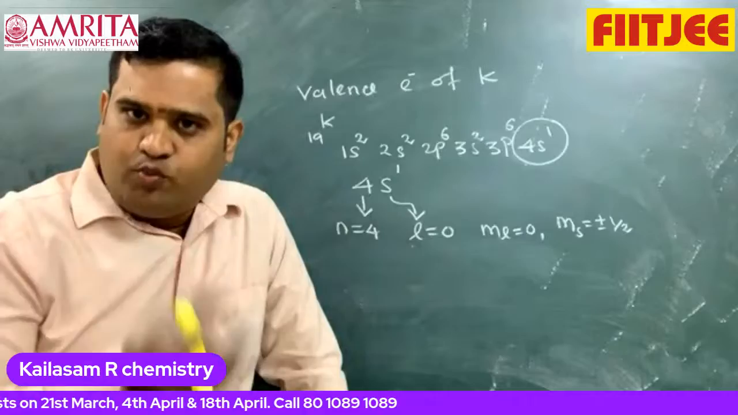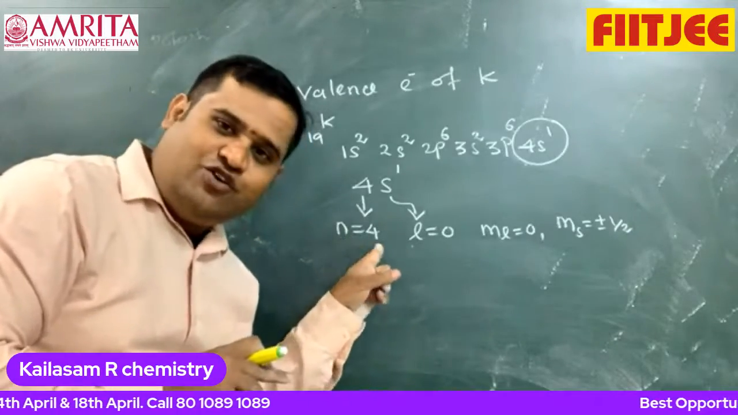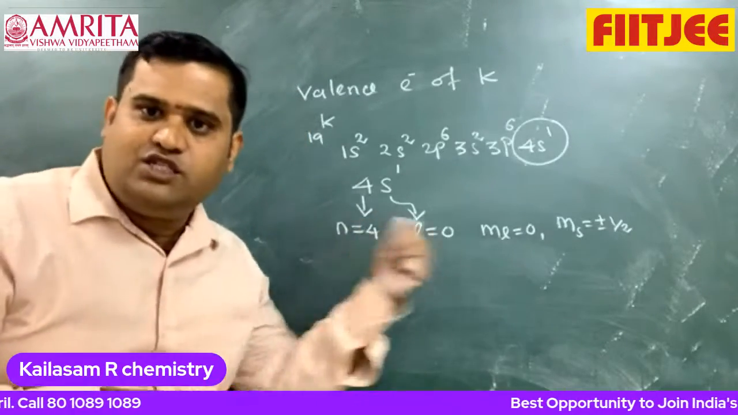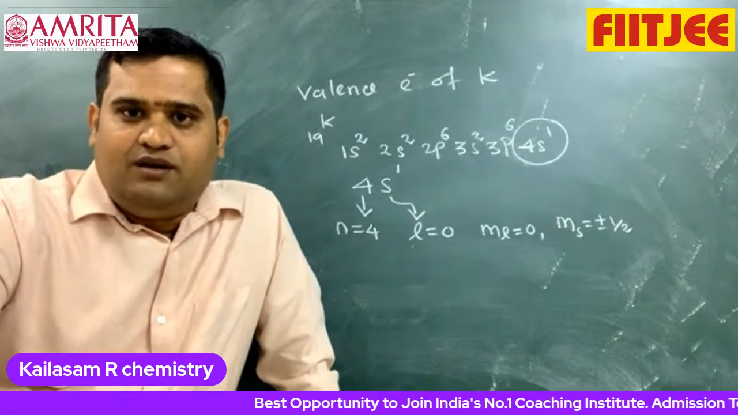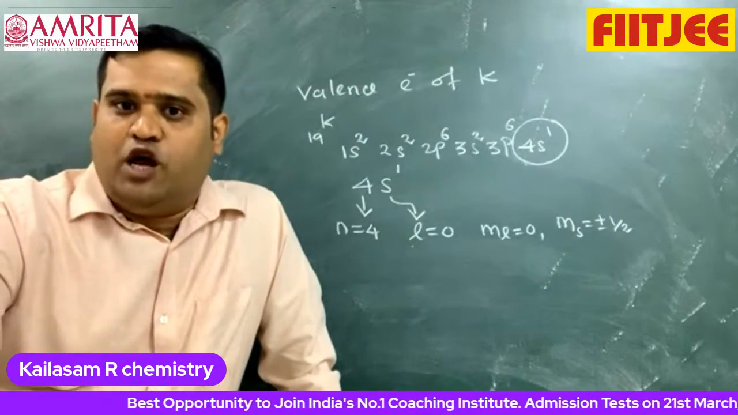Rubidium, same thing. Rubidium means only n is going to change, n is equal to 5. Cesium, n is equal to 6. The remaining will be the same. This is what they will ask you from an examination point of view.